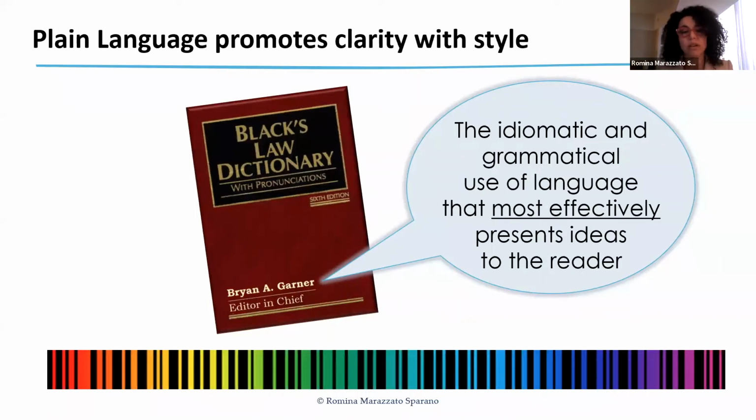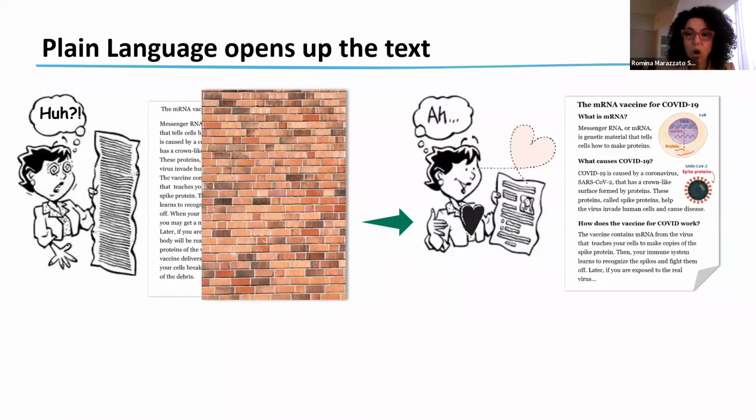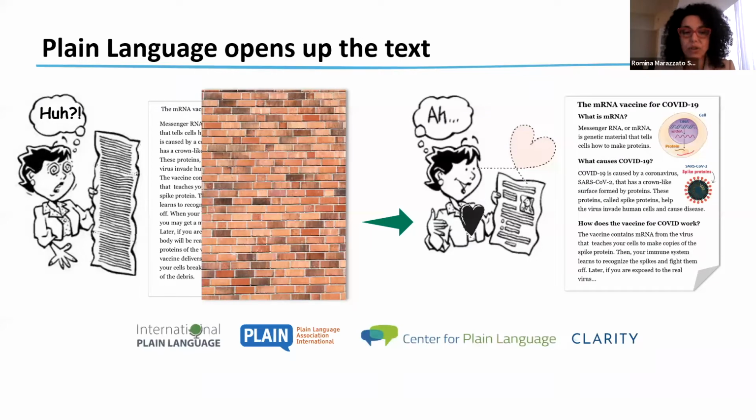And this is a very important concept. We can adapt our presentation of information to really meet the needs of our audience. So what happens in plain language? We really want to go from a wall of text that the reader finds and feels trapped in to an open text that they can access, and that they can access at different points and in different ways. And this definition comes from an agreement between the plain language associations that have formed the International Plain Language Federation.